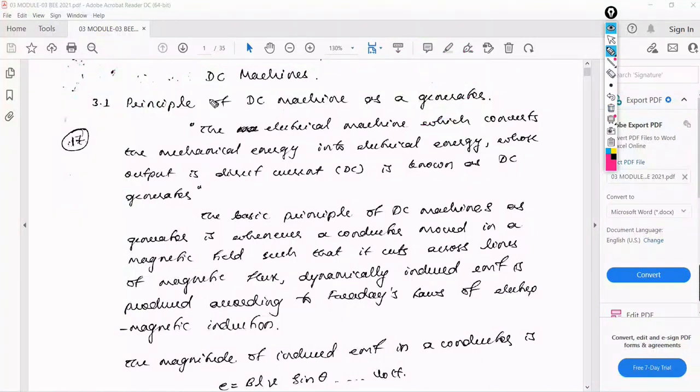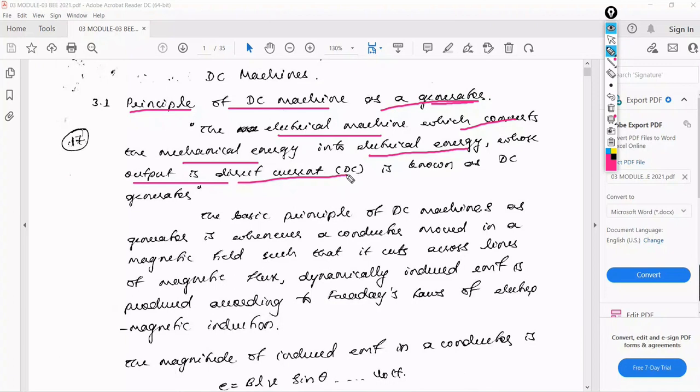First we need to concentrate on the DC generator. It means the principle of the DC machine as a generator. If a machine is acting as a generator, then it is called a DC generator. That is the electrical machine which converts mechanical energy into electrical energy whose output is direct current.